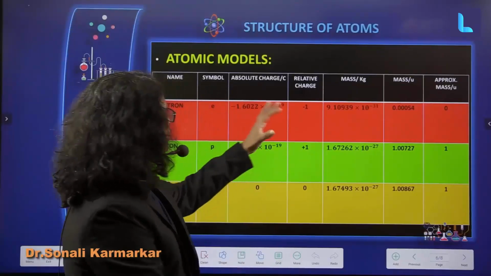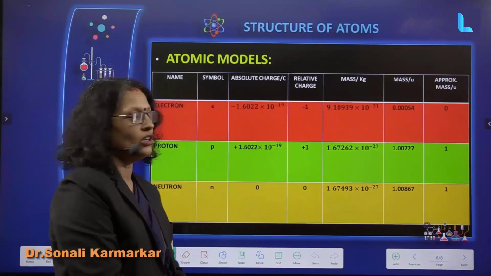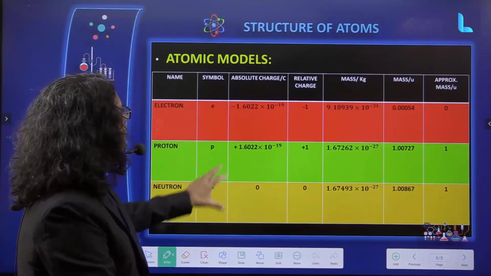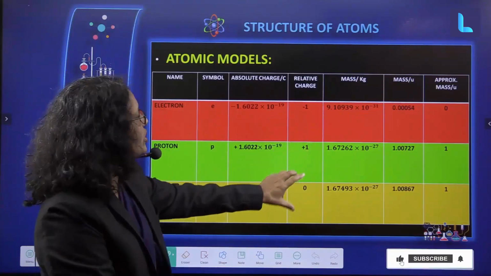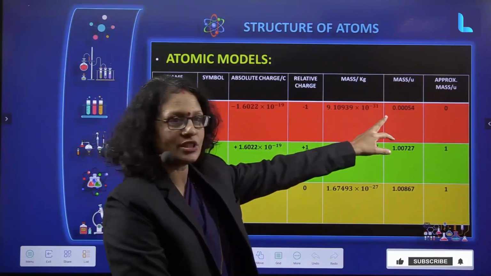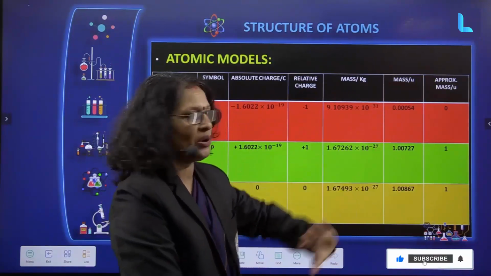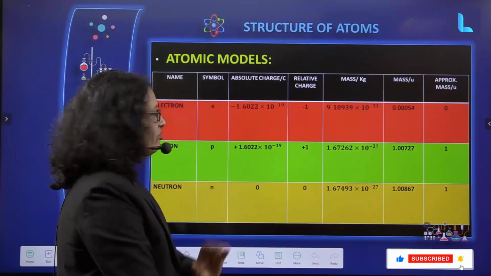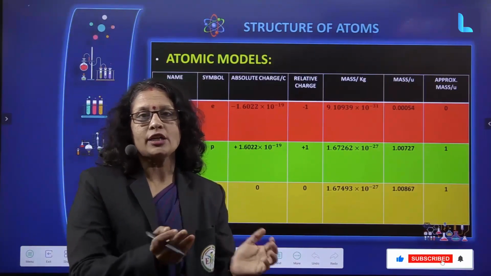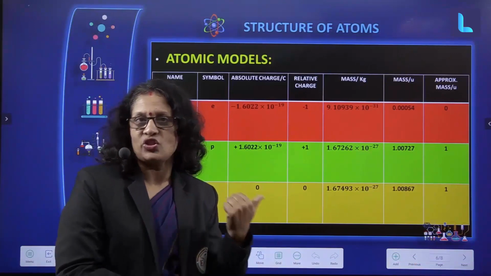Now see the table here, a tabular column. In that we are talking about the particles, their symbols, their charge, their relative charge, mass in kg, mass in atomic mass units, and approximate mass. So in this table we will get a clear picture of all three subatomic particles.